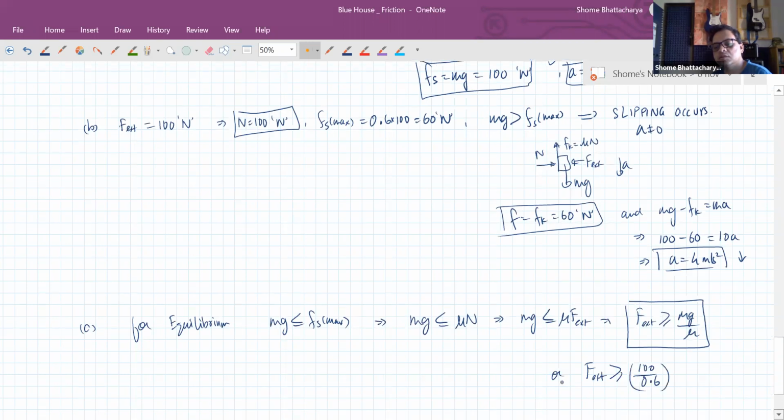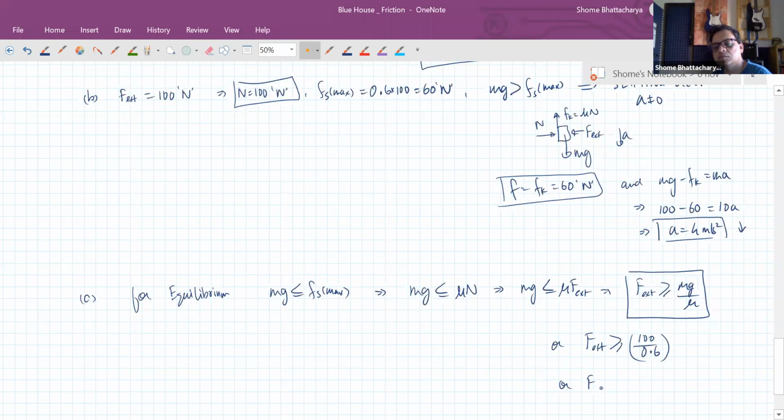Okay, or it should be greater than equal to 166.67 or 500 by 3 newtons. So this should be answer for the C part.